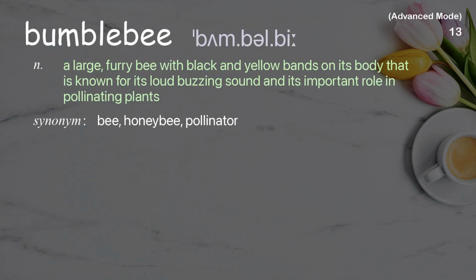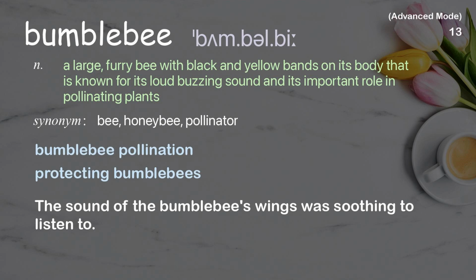Bumblebee. A large, furry bee with black and yellow bands on its body that is known for its loud buzzing sound and its important role in pollinating plants. Examples: Bumblebee pollination. Protecting bumblebees. The sound of the bumblebee's wings was soothing to listen to.